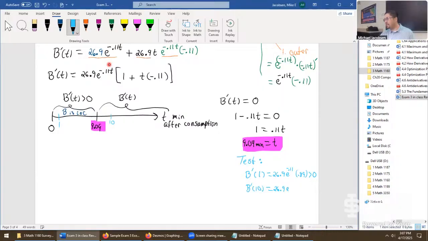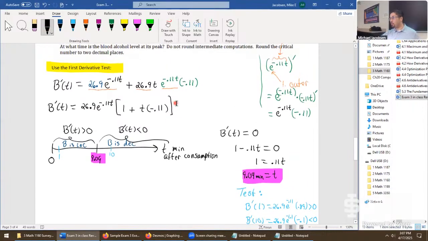So I'll go 26.9 e to the power of negative 1.1 after plugging a 10 in for t. But over here, if you plug a 10 in for t, you get 1 minus 1.1. That's a negative 0.1, meaning there's only one negative sign in B prime of 10, forcing the whole thing negative. That's a moment of celebration because we wanted to show negative occurs the moment we go across that critical number. That now tells us B is decreasing. So blood alcohol concentration is now lowering.